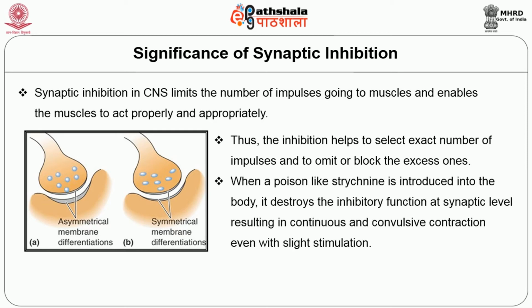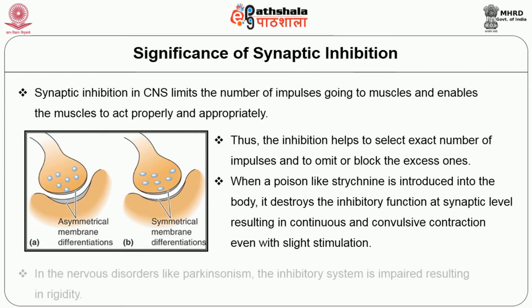When a poison like strychnine is introduced into the body, it destroys the inhibitory function at the synaptic level, resulting in continuous and convulsive contraction even with slight stimulation. In the nervous disorders like Parkinsonism, the inhibitory system is impaired, resulting in rigidity.